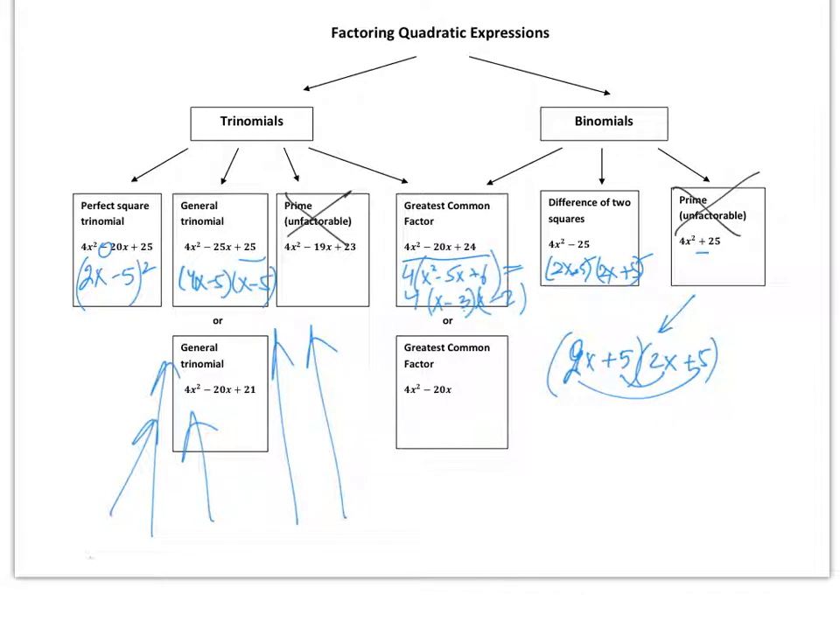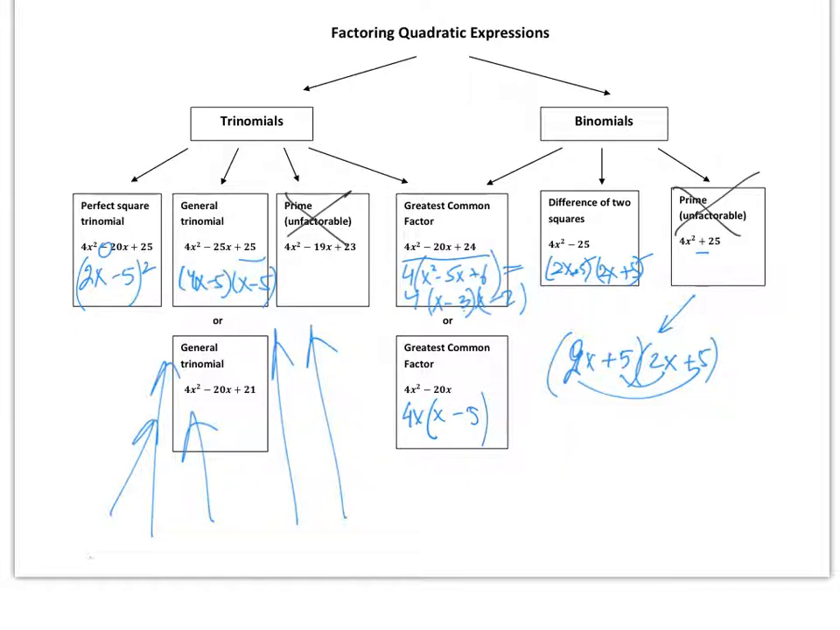Finally, in the last example, we can still factor out a common factor from a binomial. If you look carefully, 4 is a common factor and x is a common factor. So once we take it out, it's x minus 5, and then we are done, we finished.